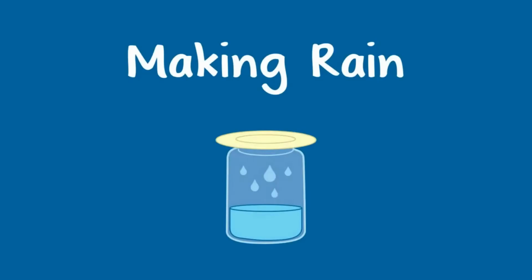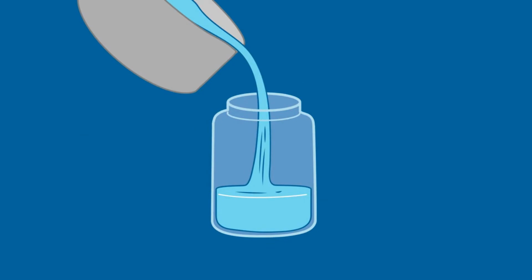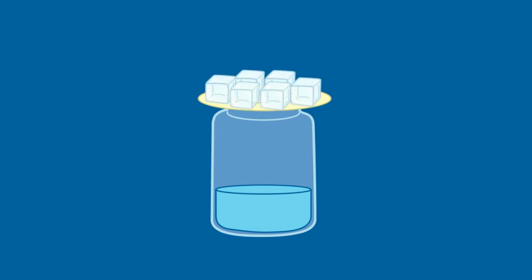You can help a child learn about weather by making rain in a jar. You will need a glass jar, a plate, water, and ice. Heat the water until it's steaming. Pour it into the jar and place the plate on top. After waiting a few seconds, the child can put the ice on the plate. Then they can watch what happens.